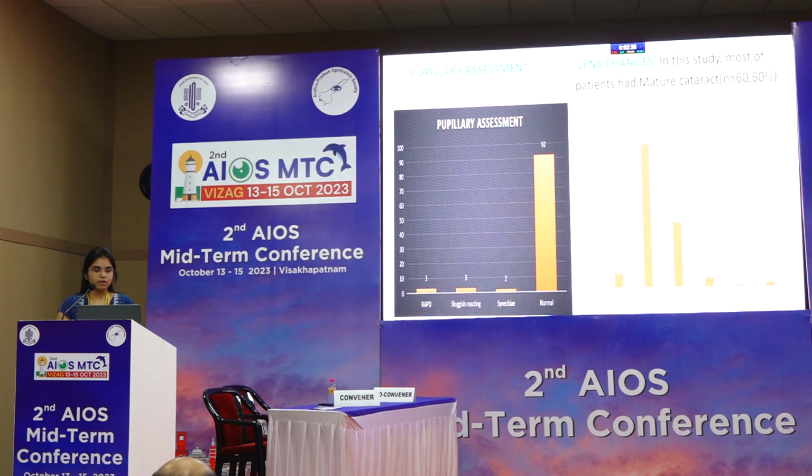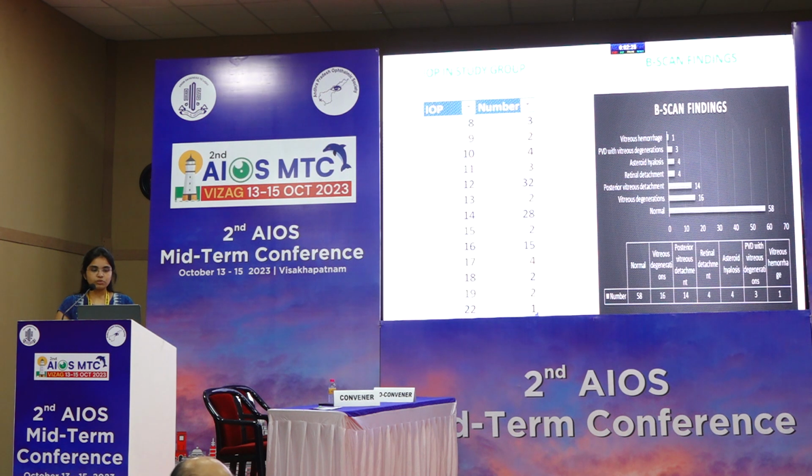Pupillary assessment: 92 patients had a normal pupil, while 3 had RAPD, 3 had a sluggish reacting pupil, and 2 with synechiae. And in this study, most of the patients had mature cataract, about 60%. IOP: most of the patients had an IOP of 32 patients, and the least was 1 patient with 22 millimeters of mercury.